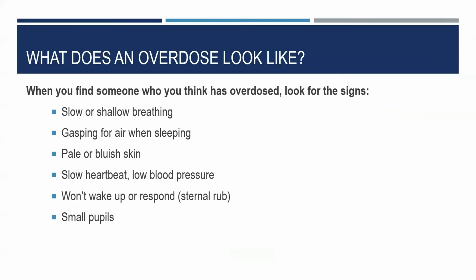When you find someone you think has an overdose, you've got to look for the signs. You'll see slow or shallow breathing. They'll sometimes be gasping for air while they're sleeping. They'll have pale or bluish skin. They'll have a really slow heartbeat, and if you check their blood pressure, it'll be really low, and they won't really respond or wake up, even to a sternal rub, where you're rubbing against their sternum with your knuckles. And if you can see their eyes, they'll have really pinpoint or small pupils.